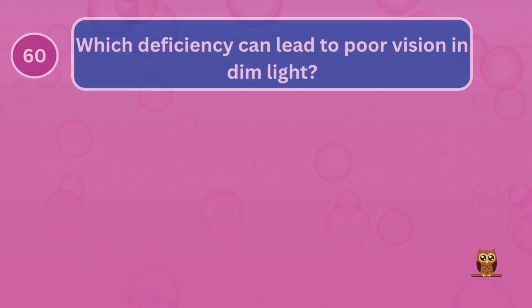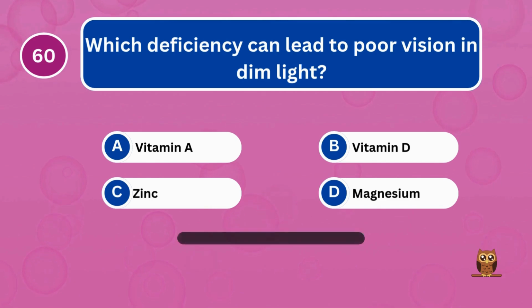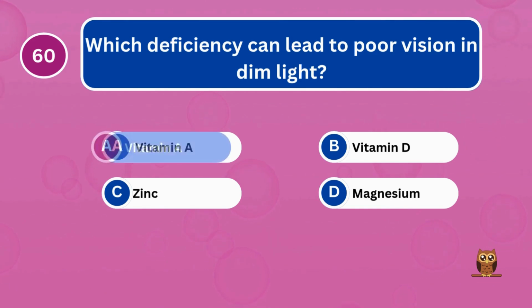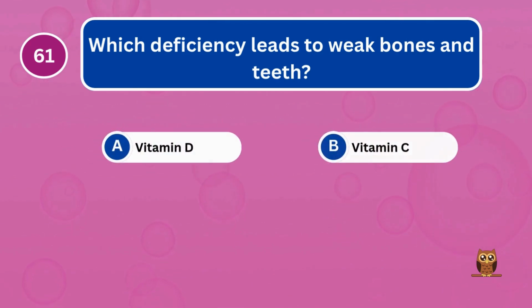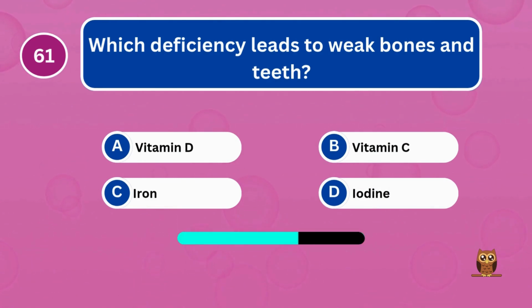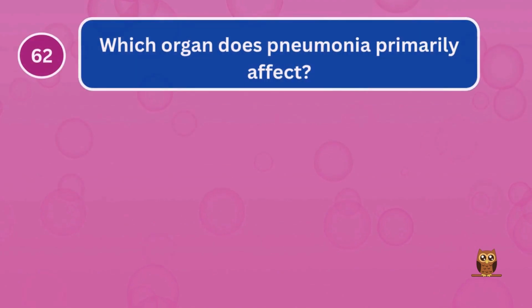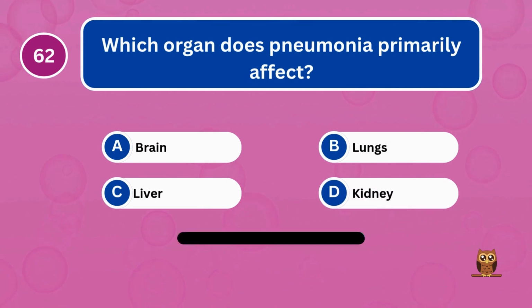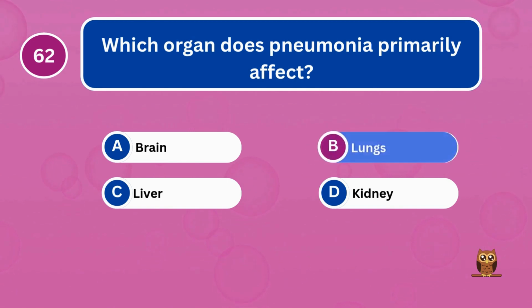Which disease is commonly known as German measles? Rubella. Which deficiency can lead to poor vision in dim light? Vitamin A. Which deficiency leads to weak bones and teeth? Vitamin D. Which organ does pneumonia primarily affect? Lungs.